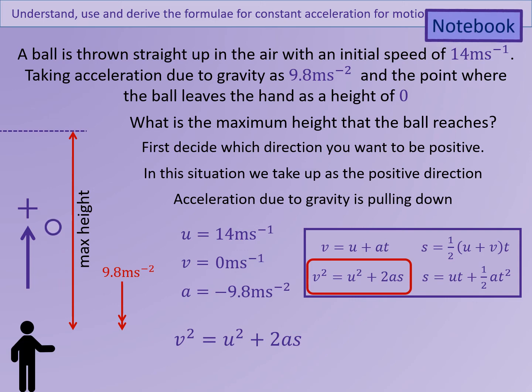We can use v squared equals u squared plus 2as. Substituting this in and rearranging gives us s equals 10 meters. So the ball will travel a maximum height of 10 meters before returning down to the ground.